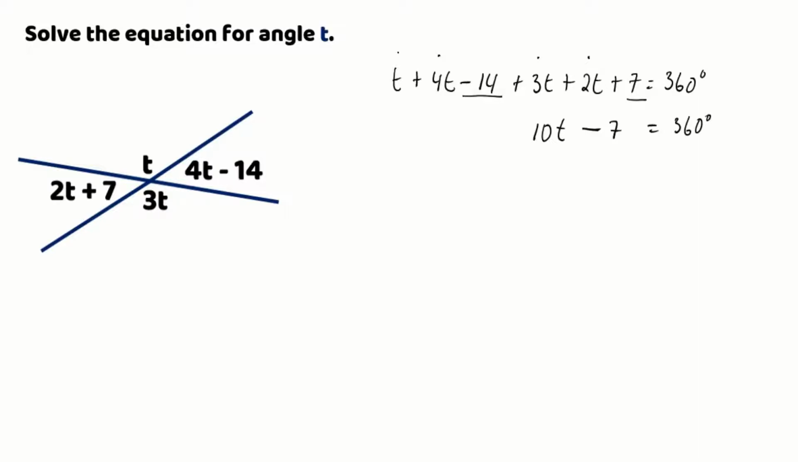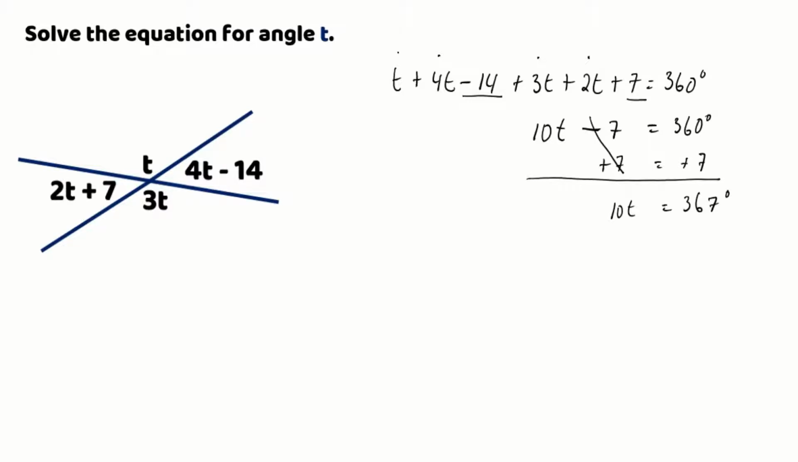And after simplifying those terms, we're now going to apply our two-step equation rules to solve for our unknown variable t. So since 7 is being subtracted, we're going to add the 7 to both sides of our equation. So my 7's here will cancel, leaving us with 10t. And 360 degrees plus 7 will equal 367 degrees.